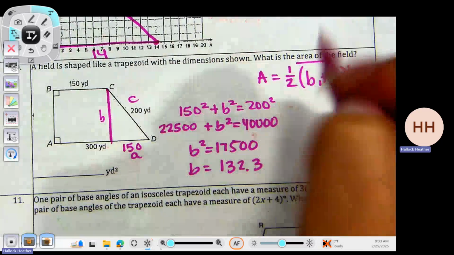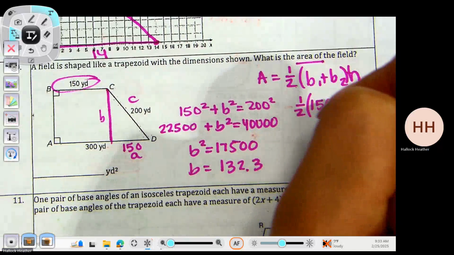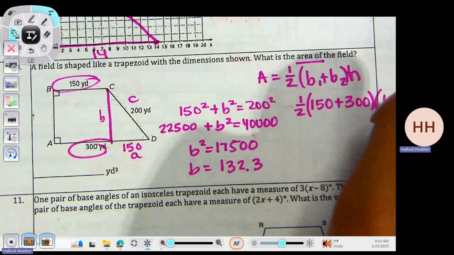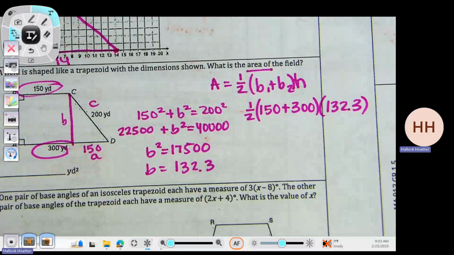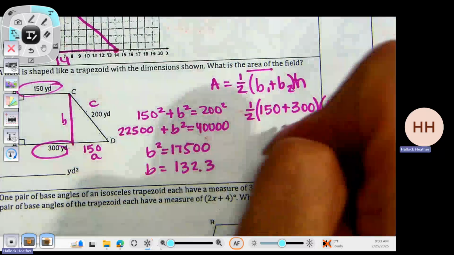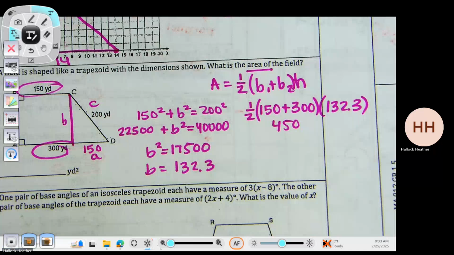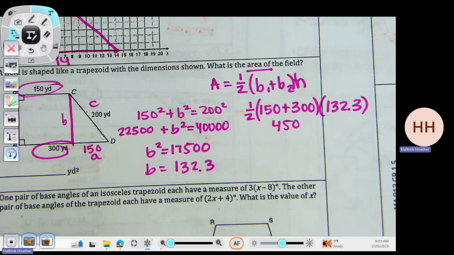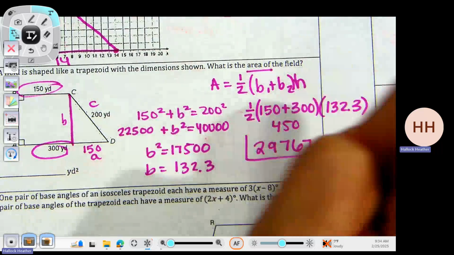Now I'm going to plug it in. So the top base is 150. I'm adding the bottom, which is 300. And I'm multiplying by my height, which is 132.3. So if I add them, 150 plus 300 is 450. I'm multiplying by the height. And then I'm dividing by 2 because I'm cutting it in half. So I get 29,767.5. That's my area.